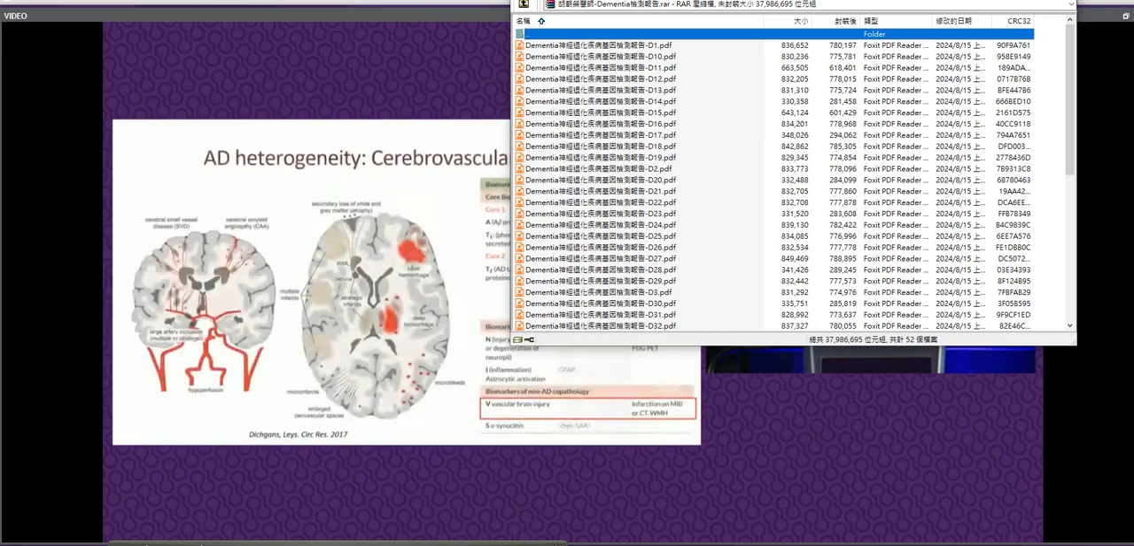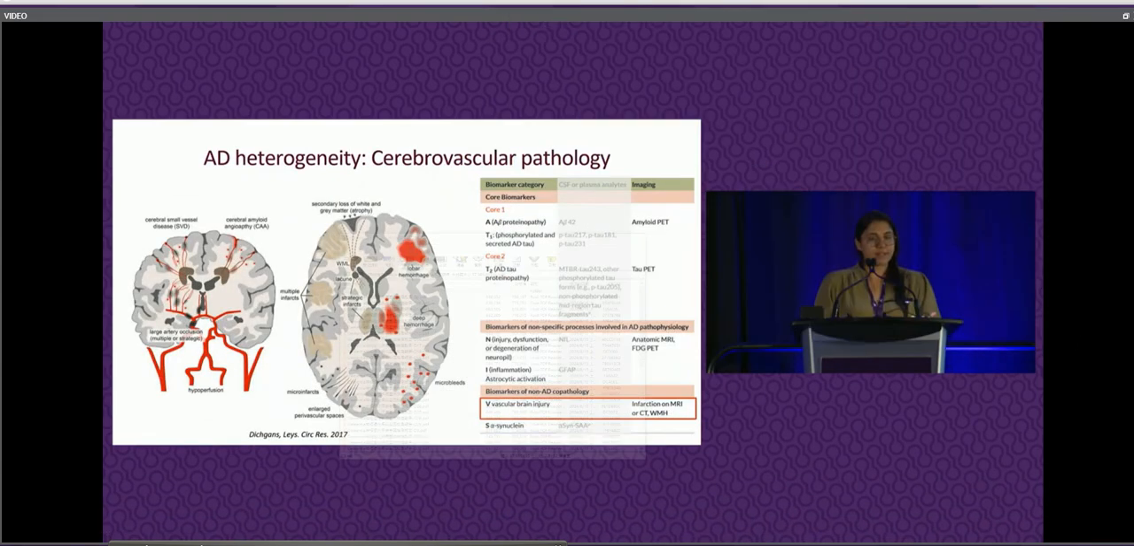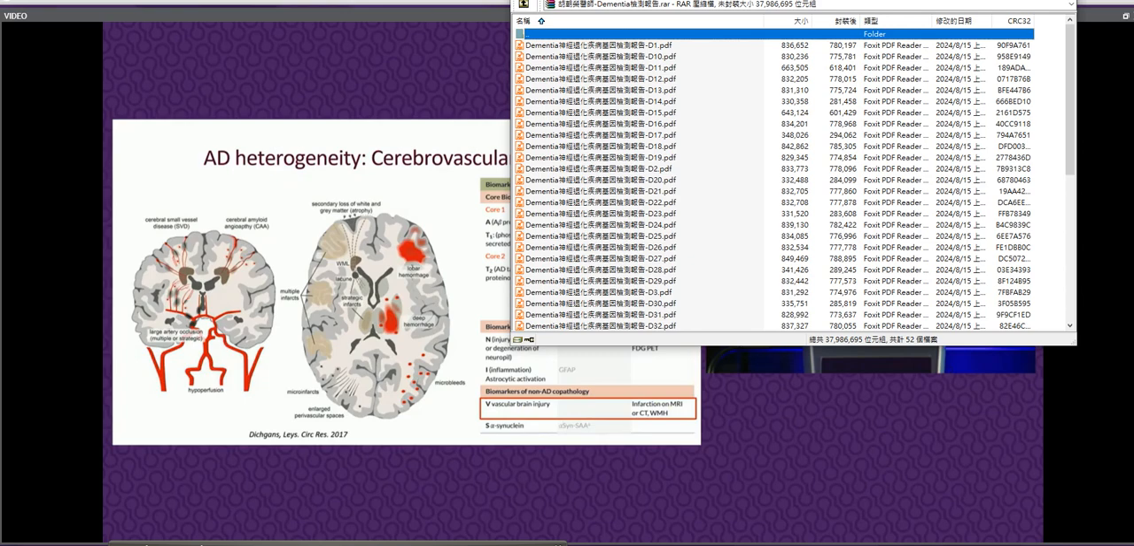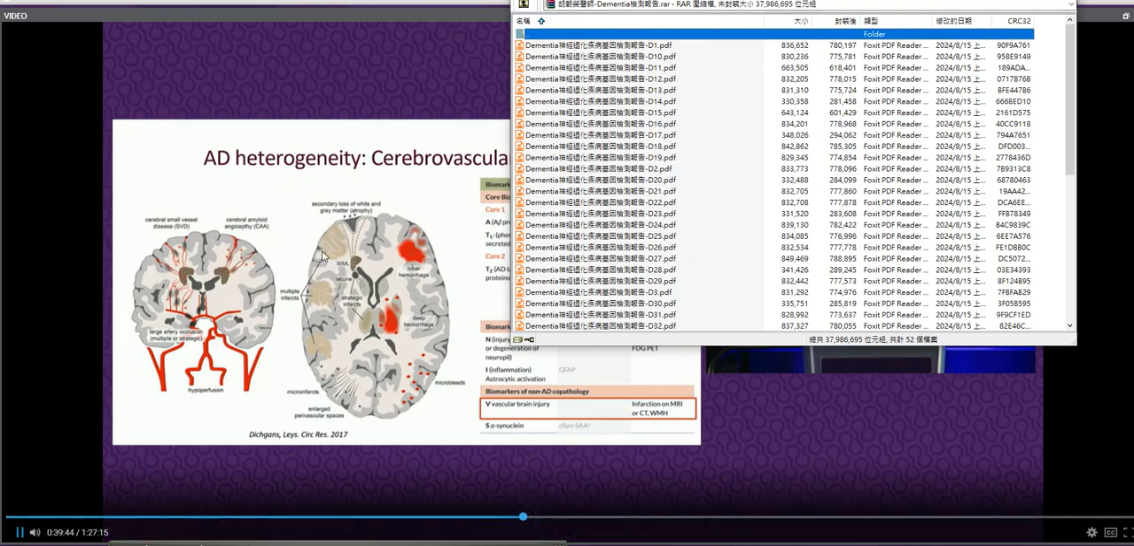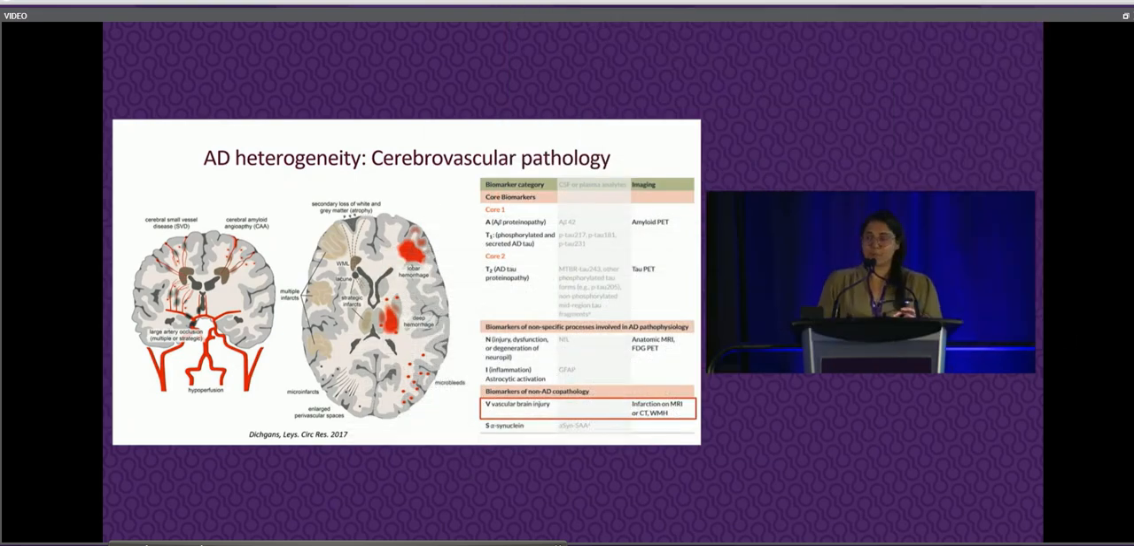Going back to the diagnostic criteria, we now also recognize V, or the vascular pathology, as one of the relevant pathologies in the disease process. However, vascular pathology is quite heterogeneous in nature and can manifest in many different forms. So to address this, we wanted to take an antemortem imaging and postmortem autopsy validation approach.